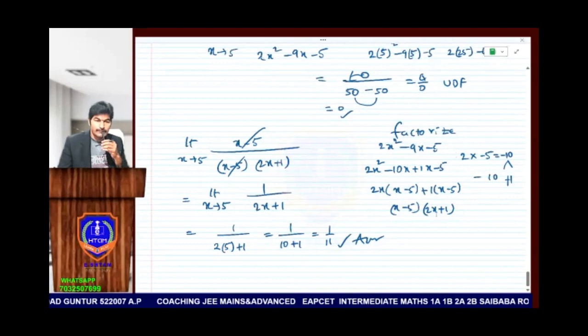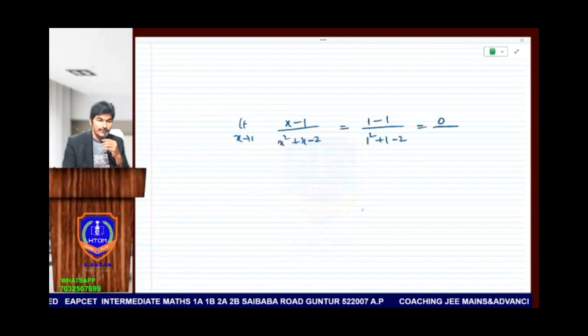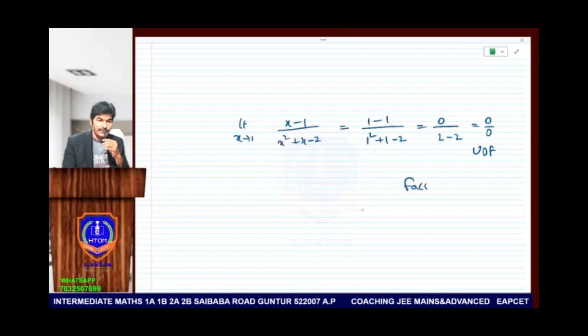Next, x minus 1 by x square plus x minus 2. So first we will do 1 minus 1, 1 square plus 1 minus 2. 1 minus 1 is 0. 2 minus 2 is also 0, which is undetermined form. So we will do factorization in the denominator. X square plus x minus 2.